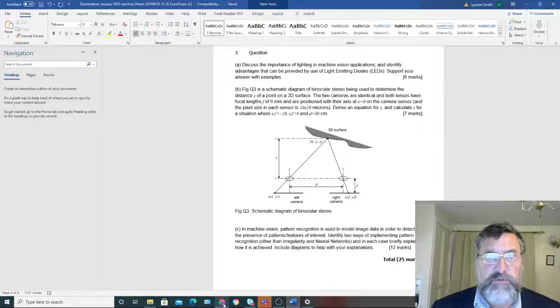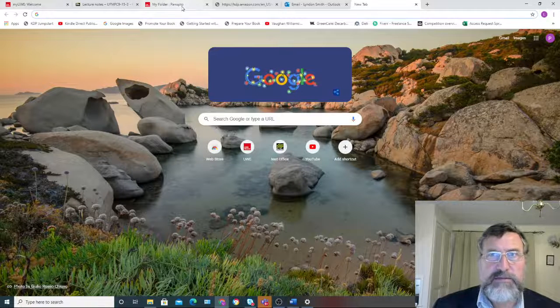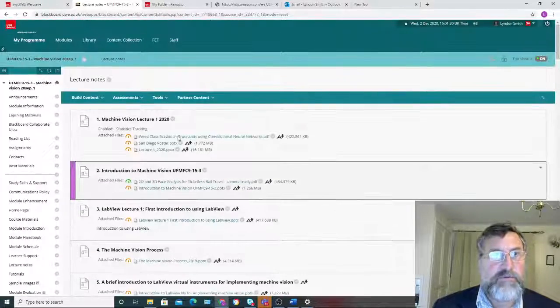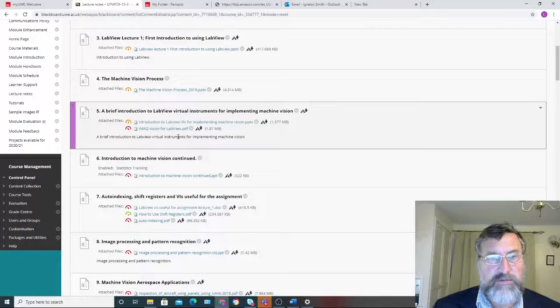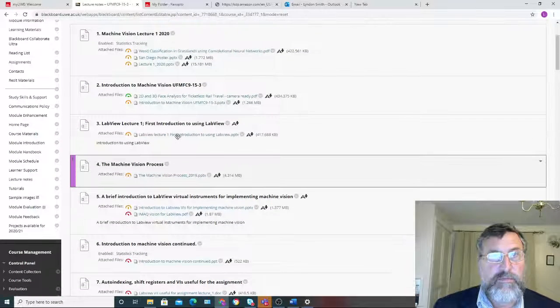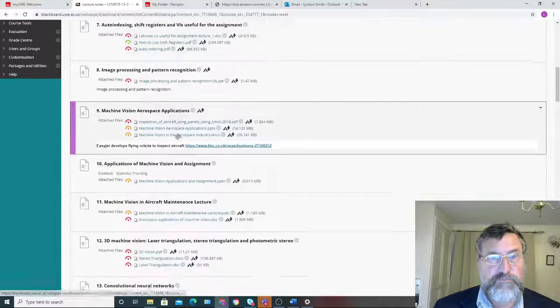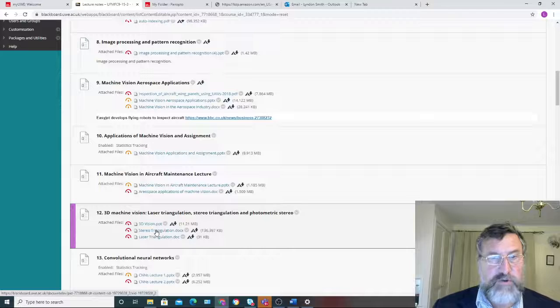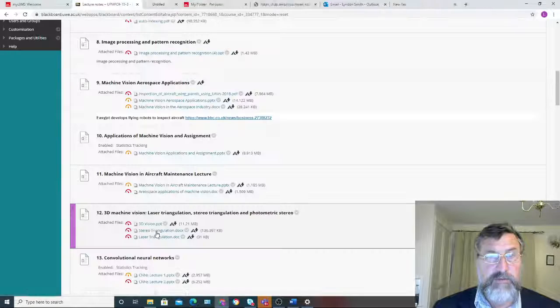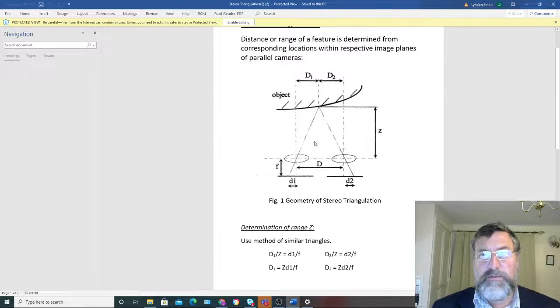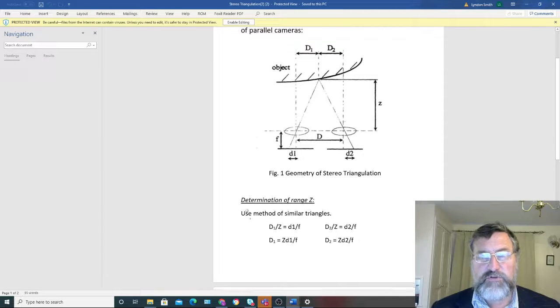And of course, what you need to do is have a look at your lecture notes for this course. The relevant one is on stereo triangulation. Stereo triangulation and binocular stereo are really the same thing. Here we have slides on stereo triangulation: distance, a range of features, determining correspondence. We've got a similar diagram and the maths, which you should be familiar with, and this is definitely worth revising for this question.